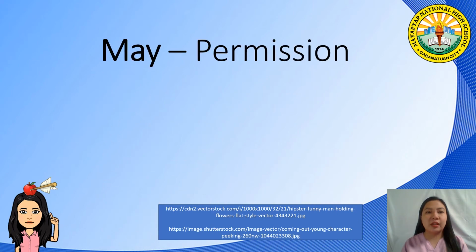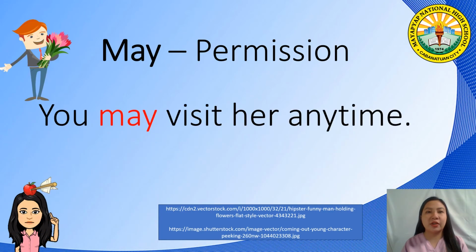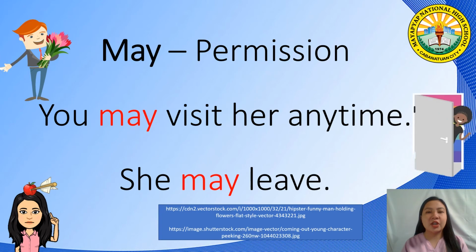Next type of modal is may. It indicates permission. For example, if a man was permitted by the woman's parents to visit their daughter, they say, you may visit her anytime. Next example, if a teacher is referring to a girl whom she allowed to go, she says, she may leave.